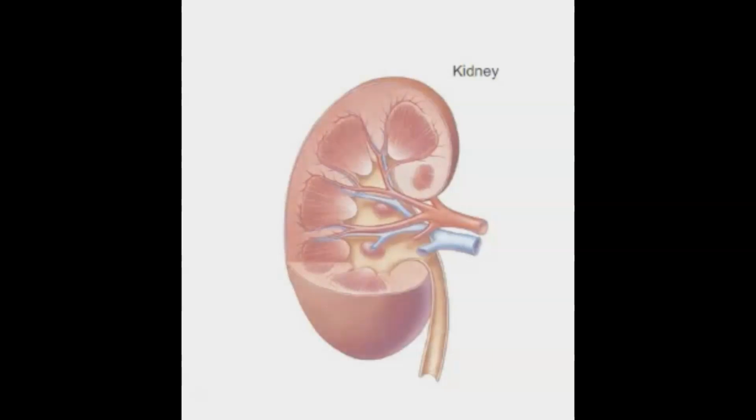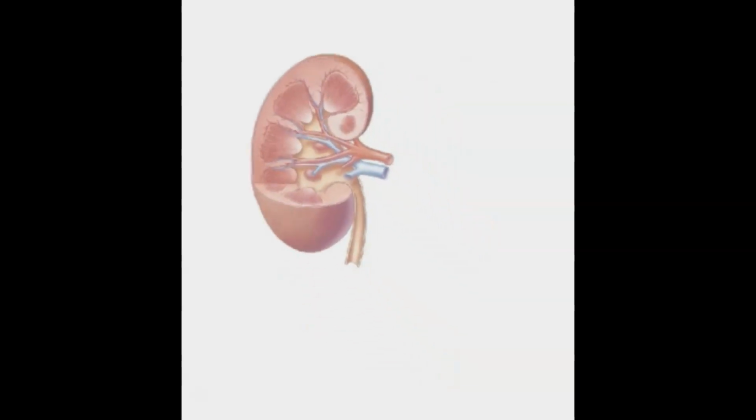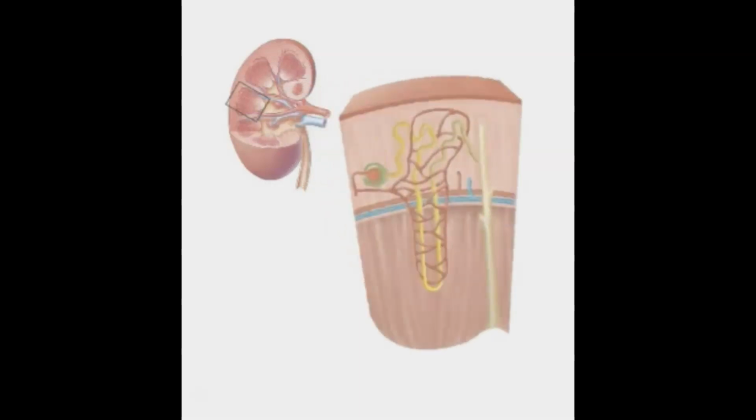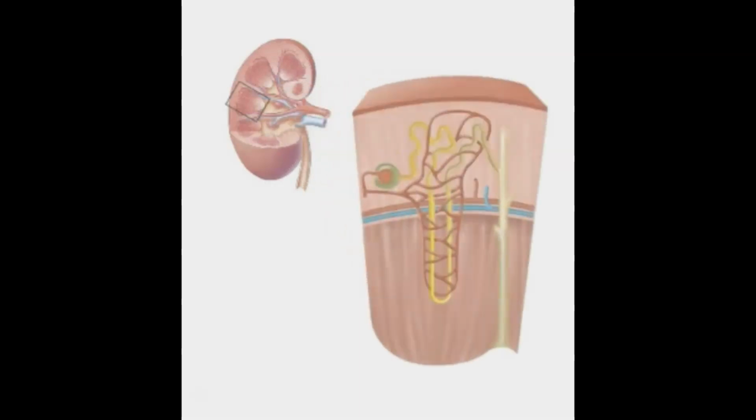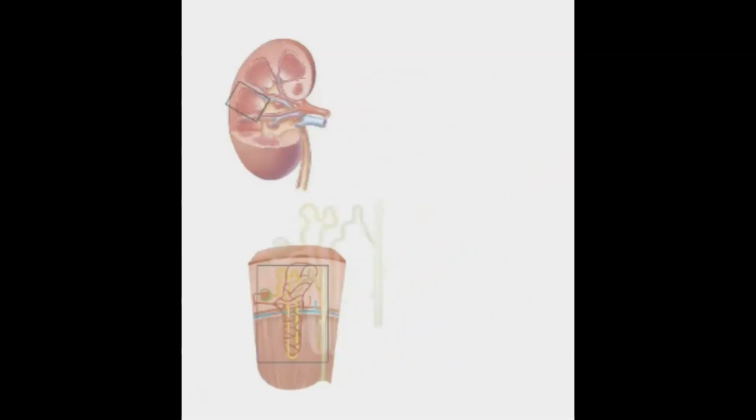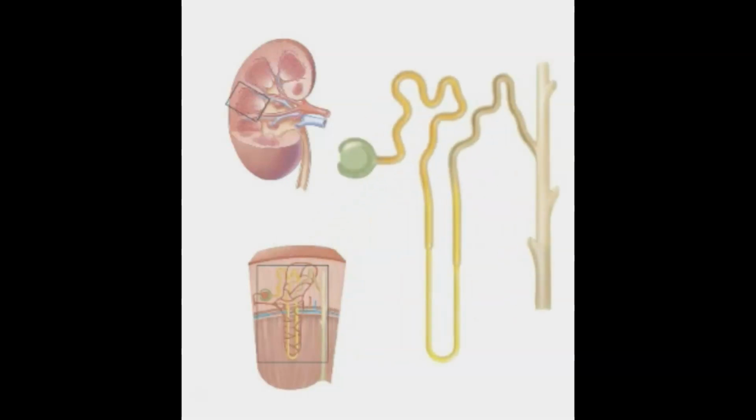The nephron is the filtration unit of the kidney. The ability of the kidney to filter and remove waste from the blood is dependent on the basic processes of diffusion, osmosis, and countercurrent flow.